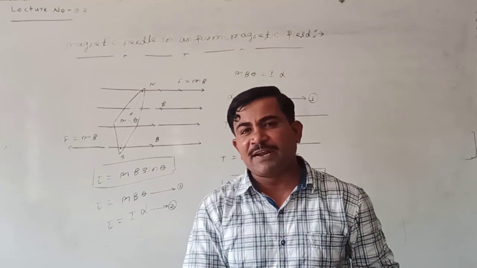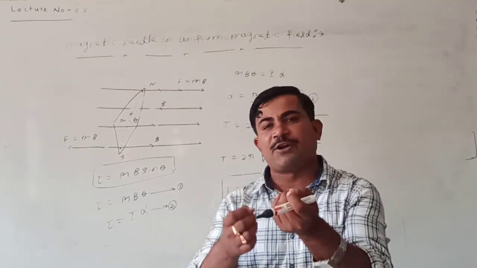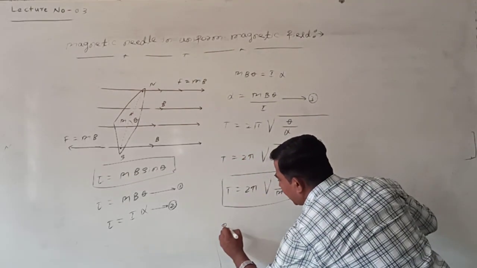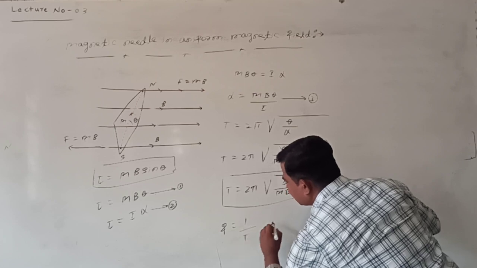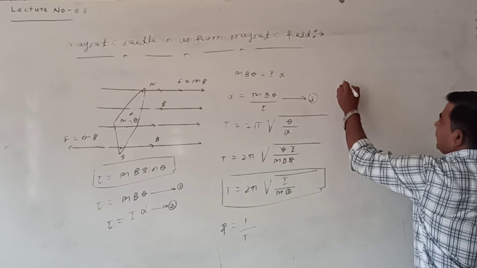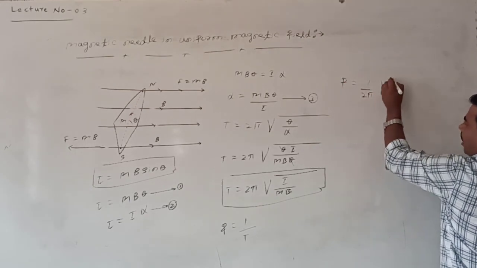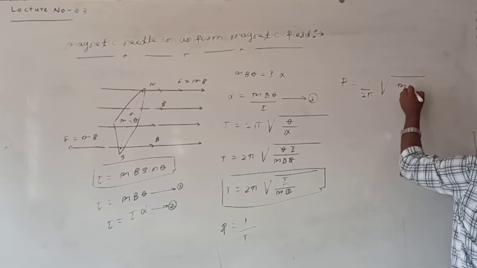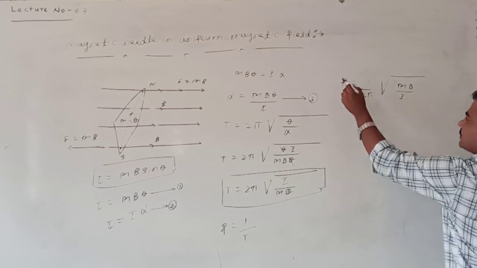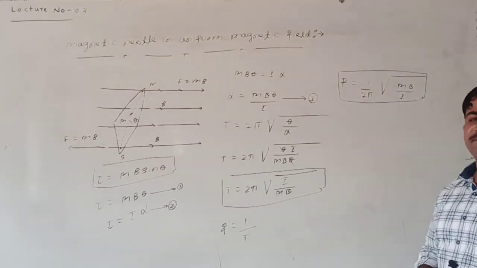Then how to take the frequency? The number of oscillations per unit second, that we call frequency. It is simply the reciprocal of the time period. So frequency is equal to 1 divided by 2 pi under root of mb divided by I. This is the frequency of oscillation of the magnetic needle in a uniform magnetic field.